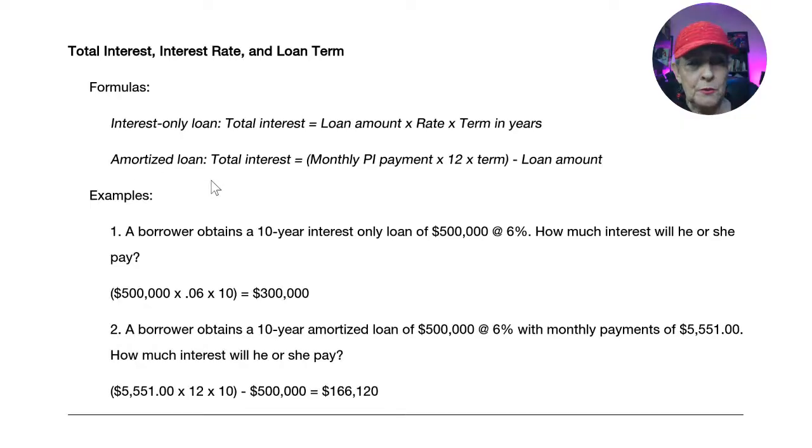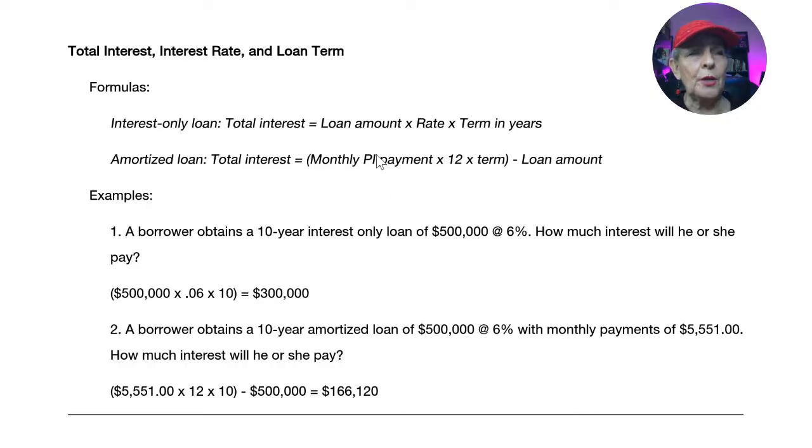Amortized loan. So amortized is what? It's normally amortized for the total term of the loan. Most mortgages are 30 years. So that's 360 months. And you get to see the difference every month of paying. Sometimes they're 20 years, sometimes they're 10 years. So amortized loan, total interest equals monthly principal and interest payment times 12 times the term minus the loan amount.